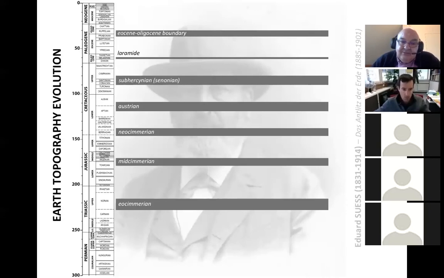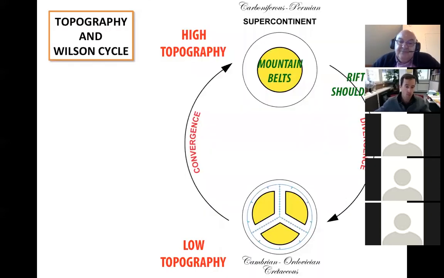And this is one of the things that we would like to test with Takis working in Tunisia, to have a look at what is going on with the so-called Austrian deformations. So again, the Wilson cycle is of great importance to understand the global evolution of the Earth topography and then the evolution of the source-to-sink system.